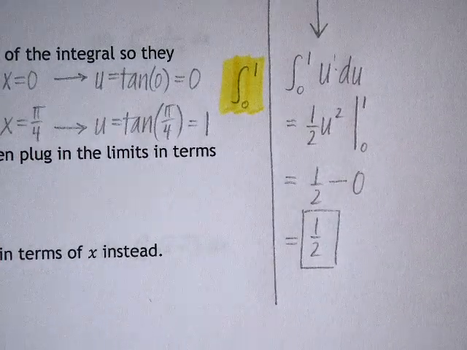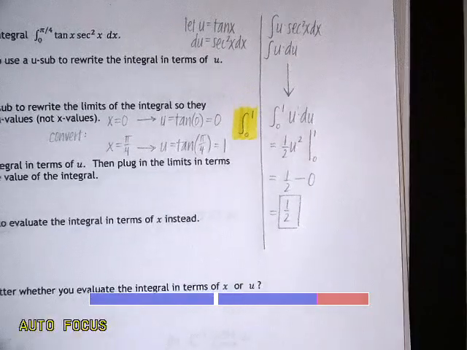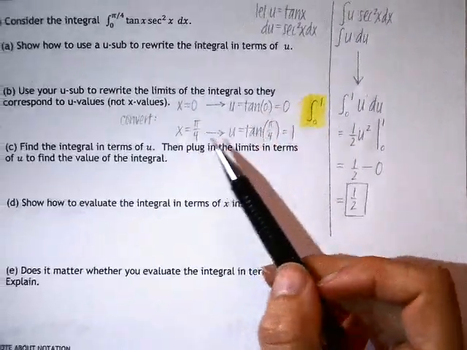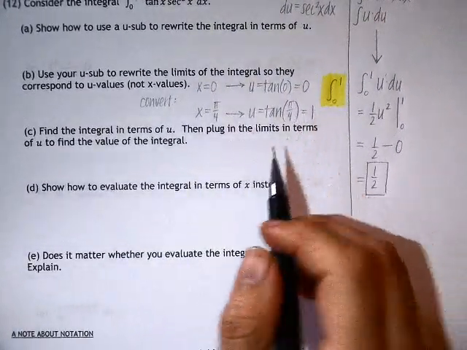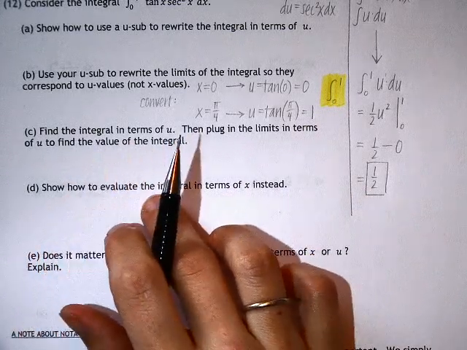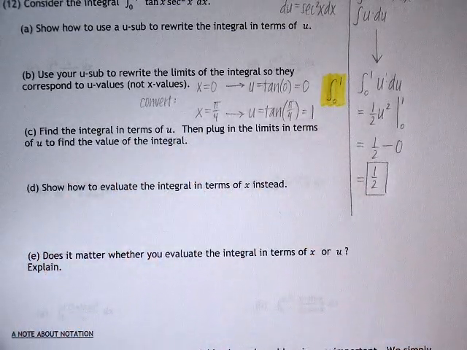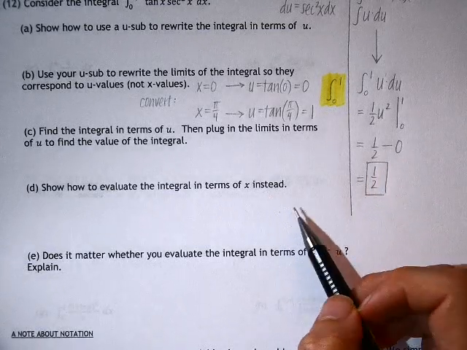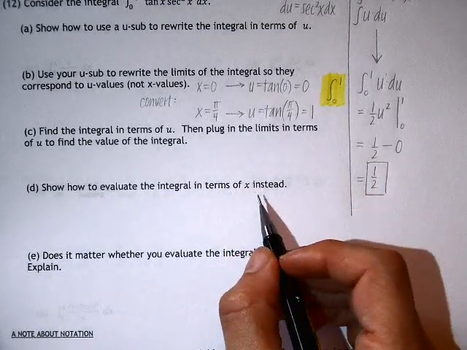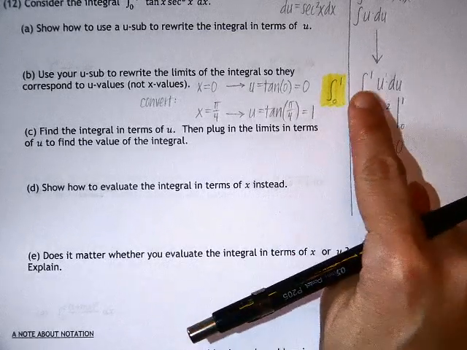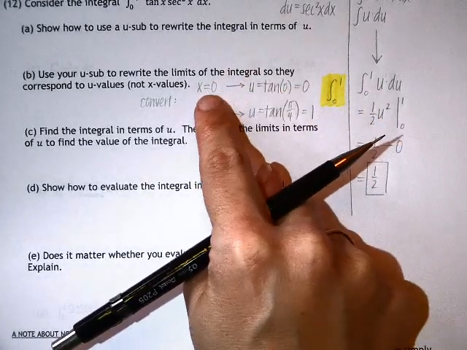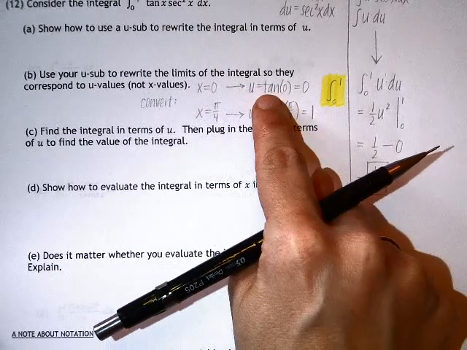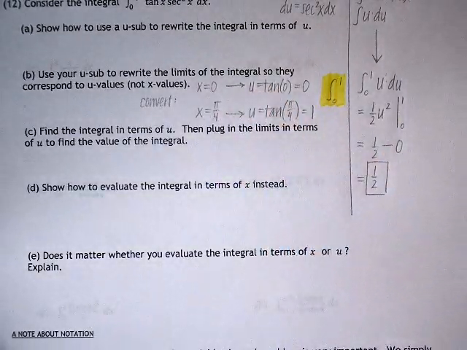Now, in question letter D, because you'll notice I've kind of been doing questions A through C without really specifying, it says, show how to evaluate the integral in terms of x instead. And you might be looking at this going, wait, what? In terms of x? What we mean here is that if you didn't want to take this side work step of converting your original x coordinates to u coordinates, you do have another option.